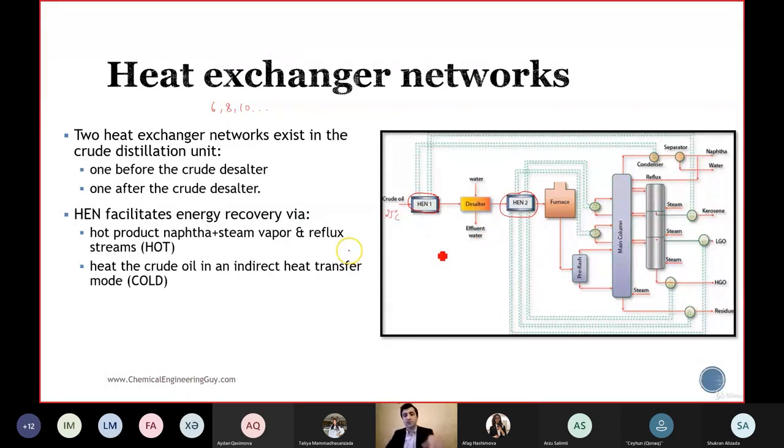If you remember, who remembers the temperature we need for the desalter? At least say what you remember. 130. Okay, I will continue. It leaves the desalter at around the same temperature, and we have heat exchanger network 2, and then the furnace to the pre-flash column.